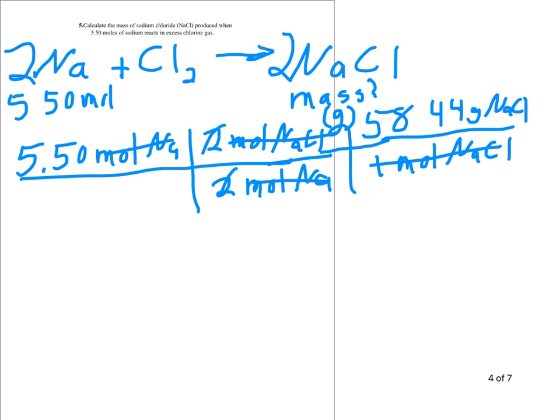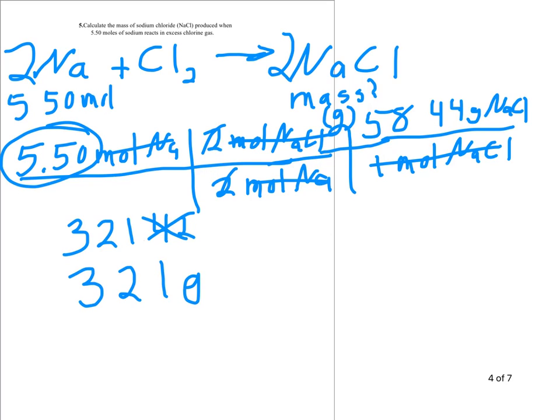Moles, again, cancel moles. Add to a calculator, I just take that 58.44 times 5.5, and we get 321.42. Only supposed to have 3 sig figs, so we'll drop off the 4 and 2, and our answer is going to be 321 grams of sodium chloride is what is produced.